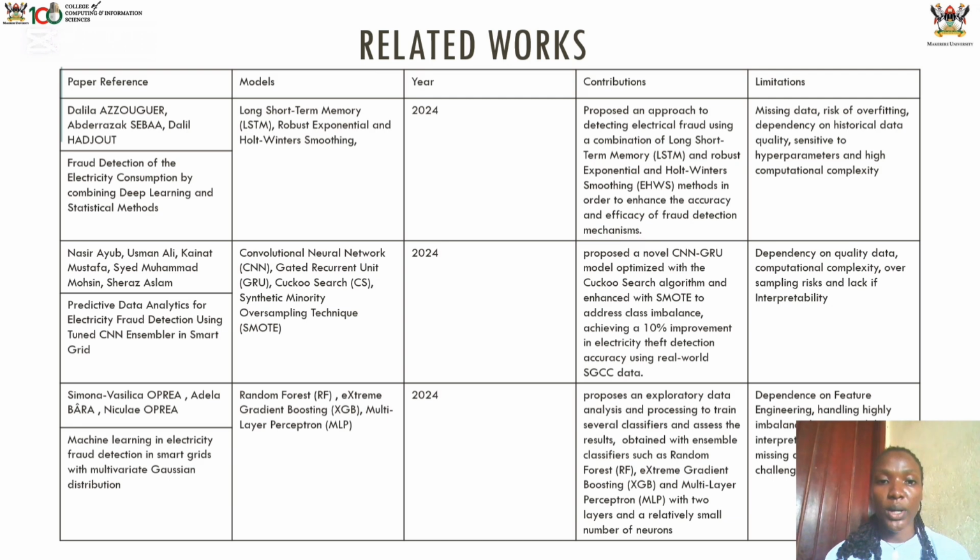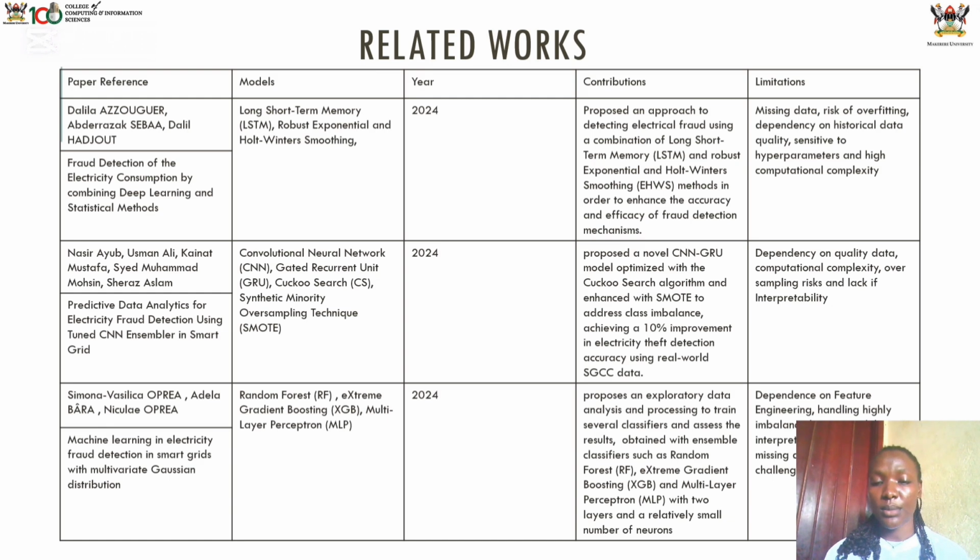We were able to work with some related works, and under this table we have some research papers related to what we're looking at. Some of the papers are fraud detection in electricity consumption, predictive data analytics for electricity fraud detection, and machine learning electricity fraud detection. These, with the corresponding authors, have different models as listed in the table. Some are using long short-term memory and exponential Holt-Winters smoothing. Then some are using neural networks and others random forests, as you can see in the table. These are current research papers from the year 2024.